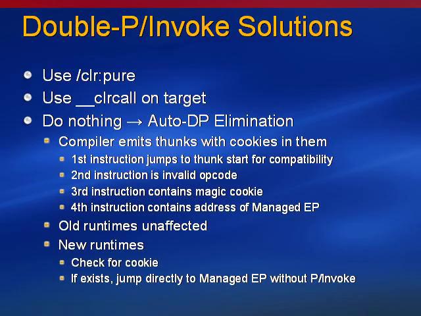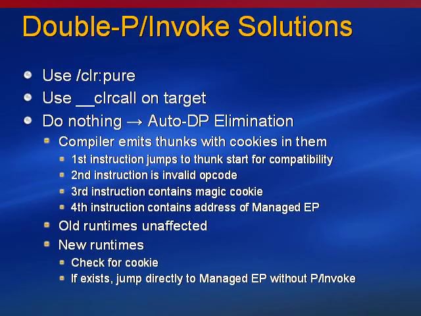The third way to get around this in Whidbey, and this hasn't been finalized yet, this actually might not happen, but we're going to have a solution that fixes it, and it's most likely going to be this one, is that you do nothing. And this is what's called the auto double p-invoke elimination. What happens is that the compiler emits those thunks that you saw that were in native space with a cookie in them. And the cookie starts off with an instruction that just jumps to where the thunk was originally going to start, and that's for compatibility. So if you actually call in from a native caller, you just do that jump and then go off on your merry way.